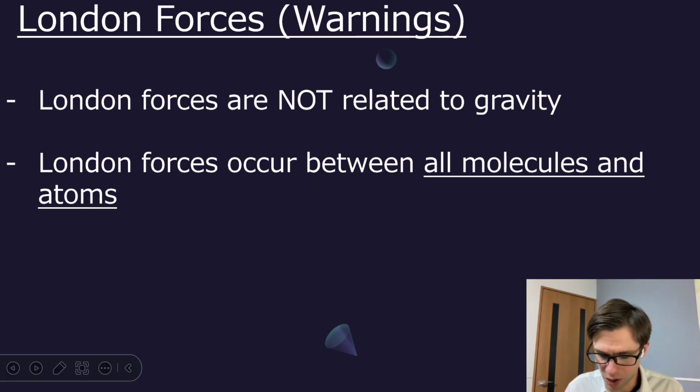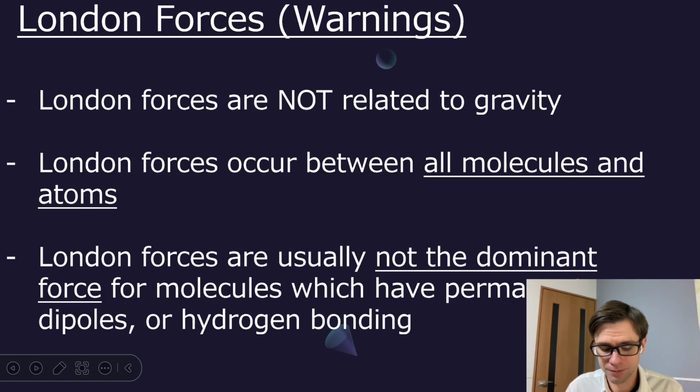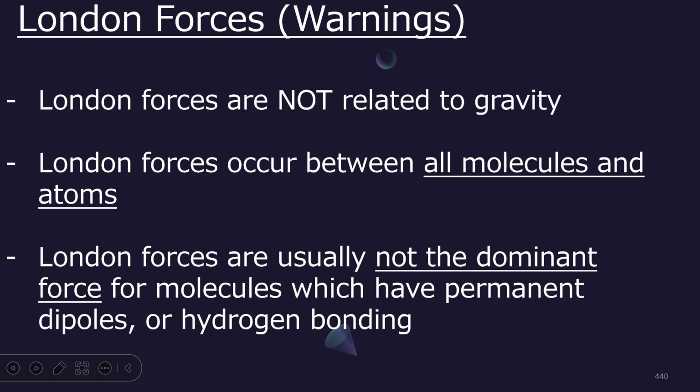London forces occur between all molecules and atoms. London forces are usually not the dominant force for molecules which have permanent dipoles or hydrogen bonding. These are other types that we're going to talk about later, but we have to remember that everything we move on to talk about in the future also has London forces happening underneath the other forces. These instantaneous dipoles and induced dipoles can happen in basically anything that has electrons in it. So maybe something like H+, a proton, doesn't have London forces, I think, but anything with electrons certainly can.